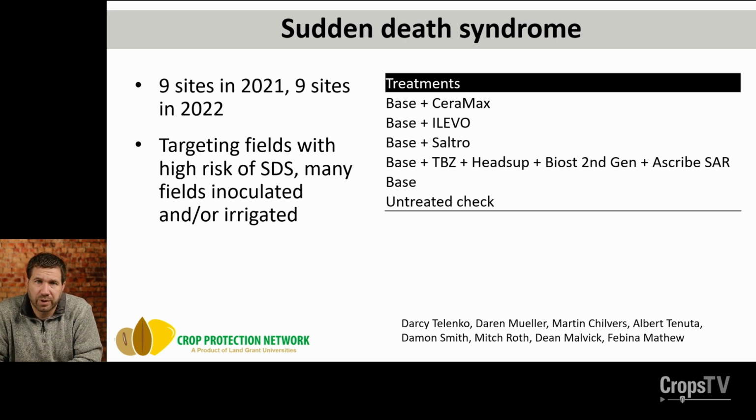So in this one, just the treatments, we had a longer list of treatments, but some of these products were numbered, and so we're not able to show some of that data. But the ones that are available, we have Ceramax, Ilivo, Saltro. I'm going to just call it the AWBA treatment, where we have a combination of several different products, and then a base and an untreated control.